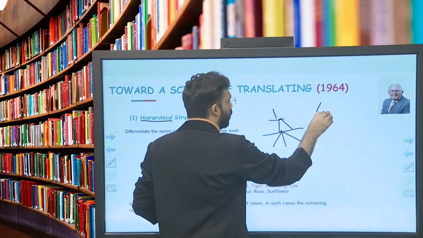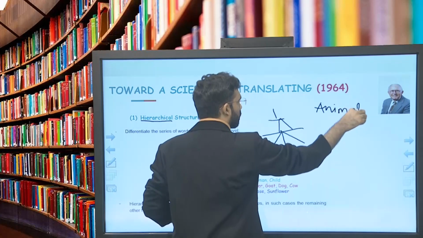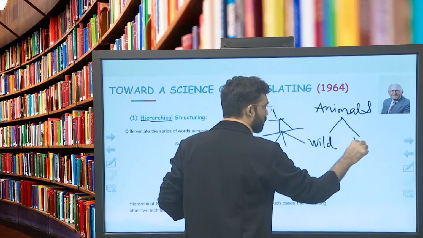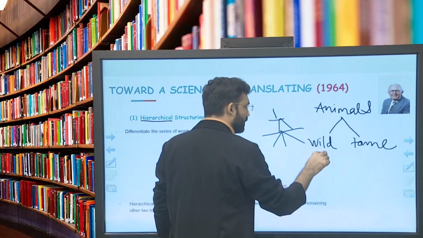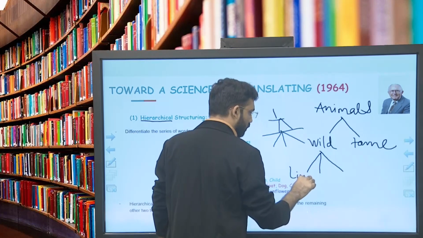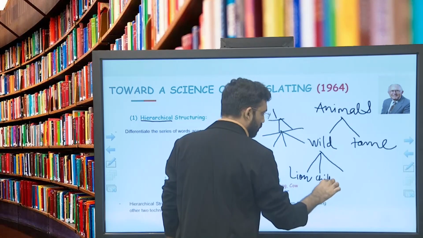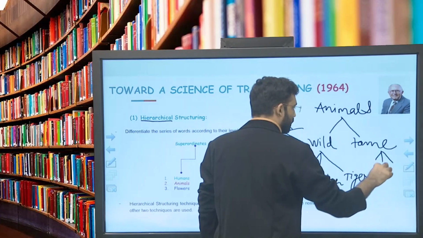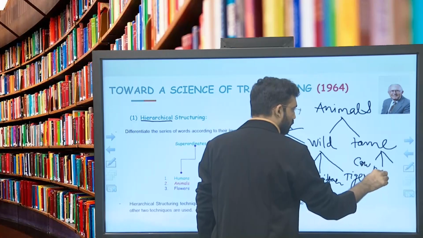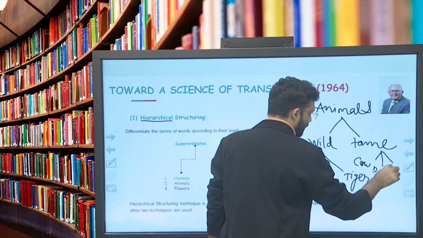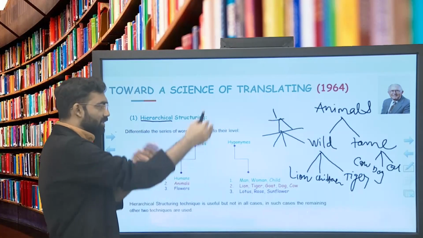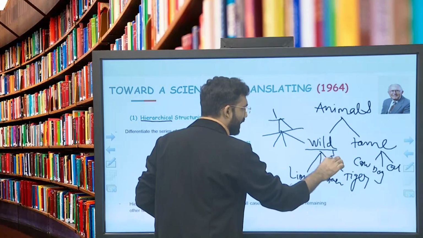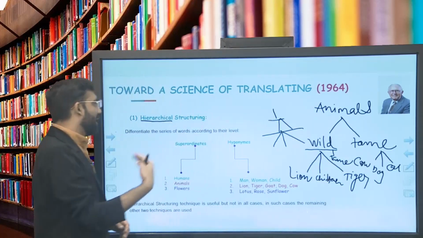Suppose if I want to divide animals, can it be divided into wild and tame animals? Then wild animals would be lion, cheetah, tiger. Tame animals: cow, dog, then cat, etc. So I'm creating a hierarchy where wild would be the first, and under that there will be tame. So I'm creating a hierarchy.